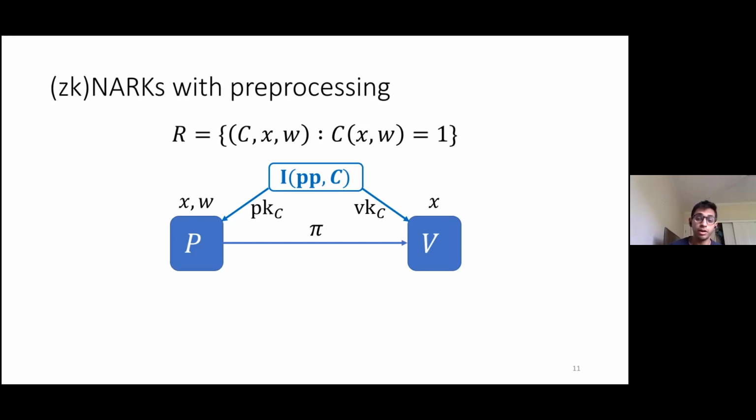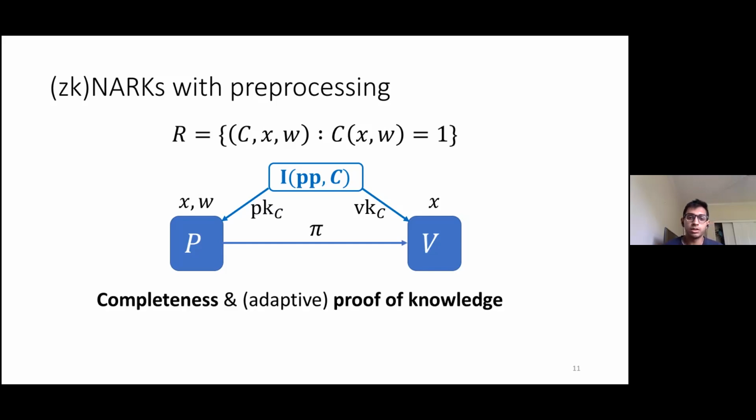And the verifier can take VK, X, and pi and check if pi is actually a valid proof, that there exists some W such that C of X, W is 1. So the properties we want are completeness and adaptive proof of knowledge. Completeness just says that if I do have actual X, W such that it satisfies the circuit, then I can produce a proof. And proof of knowledge just says that if I accept the proof, then there must be some underlying witness that I can extract.